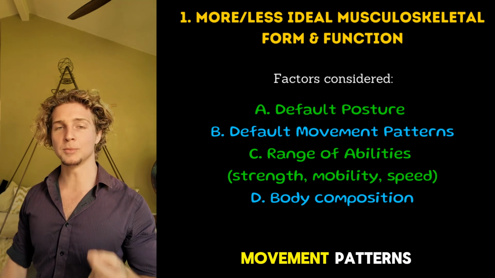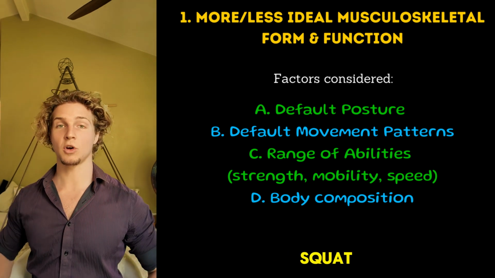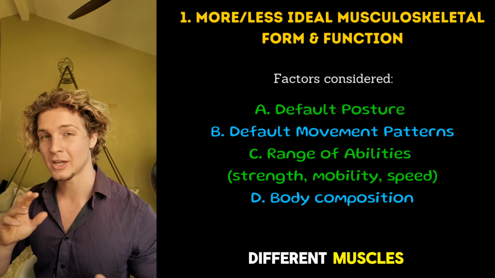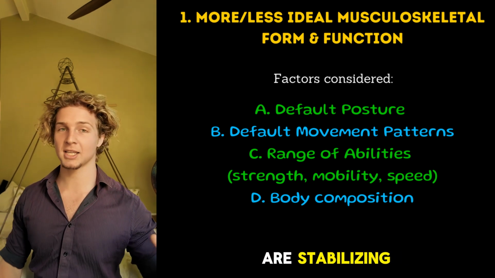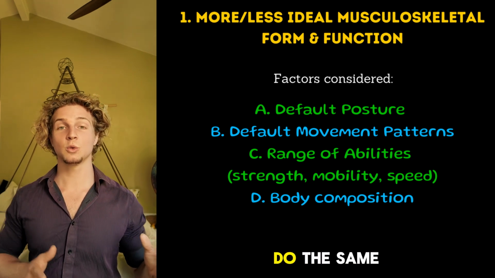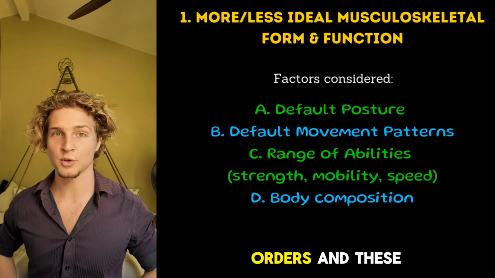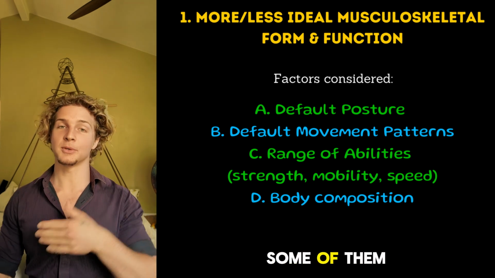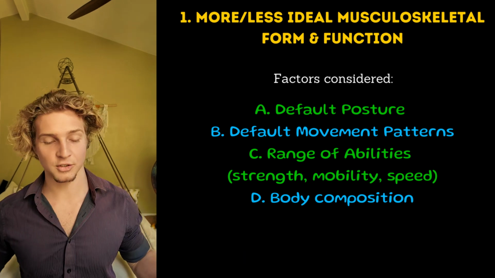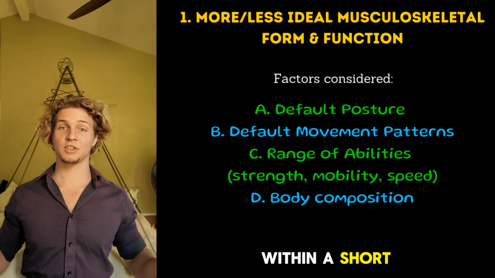And then we have our default movement patterns. Next factor we consider are our default movement patterns. So let's say you do a squat, you got flexion at your hip, flexion at your knee, but there's a whole bunch of different muscles doing slightly different things. Some are stabilizing, some are squeezing, some are lengthening. What is going on there? And you can do the same joint movement with a lot of different muscles or in different orders, and these give different results. Some of them develop knee pain or pull your joint out of alignment in the middle of the movement, and some have a really strong healthy motion. And so we're going to get into that as much as we reasonably can within a short video.